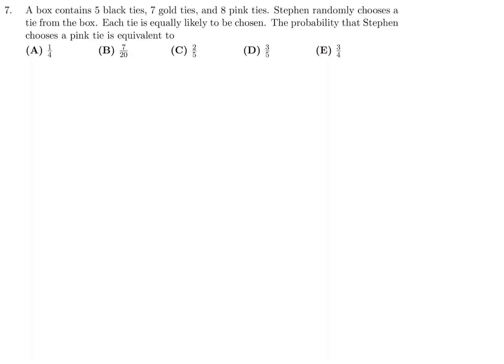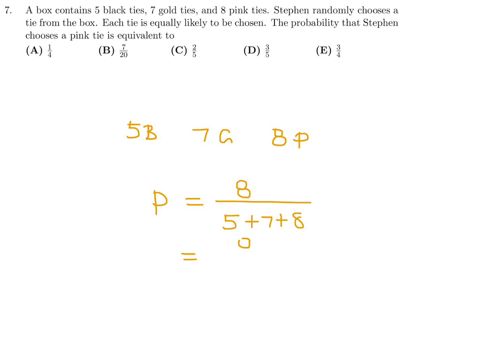A box contains 5 black ties, 7 gold ties, and 8 pink ties. Stephen randomly chooses a tie from the box. Each tie is equally likely to be chosen. The probability that Stephen chooses a pink tie is equal to? Well, the probability is 8, because there's 8 pink ties, over the total, which is 5 plus 7 plus 8. So 8 over, what's that, 20? And in lowest terms, of course, that's 2 over 5. So number 7, the answer is C.